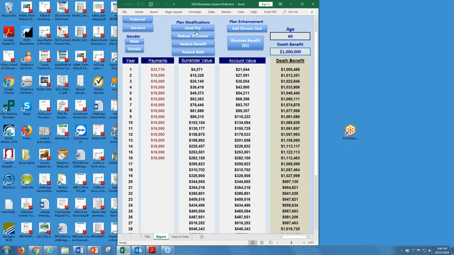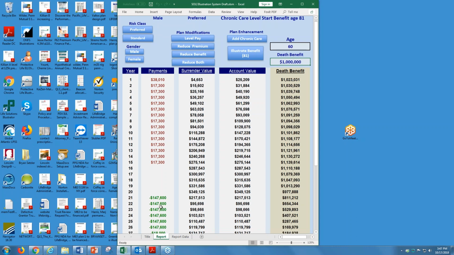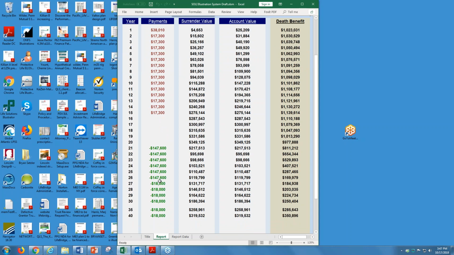Or ancillary benefits. If this is our level pay, we can click a button and I can show you what it costs to add chronic care to this transaction. Just push the button and now we're at 17,000 instead of 16,000 to have $1 million with chronic care. And if you want to illustrate the chronic care benefit kicking in at a certain age, I just typed in age 81 for purposes of today's webinar, you can see $147,600 of chronic care tax-free benefit being paid to the client in years 21 through 26. So they can see as that chronic care benefit is paid to them, that death benefit ticks down gradually as that chronic care benefit is being paid.